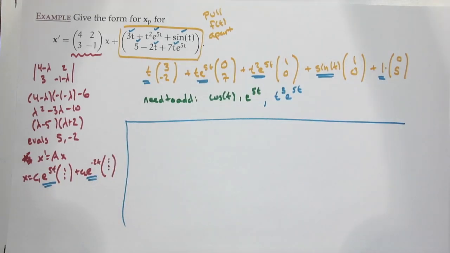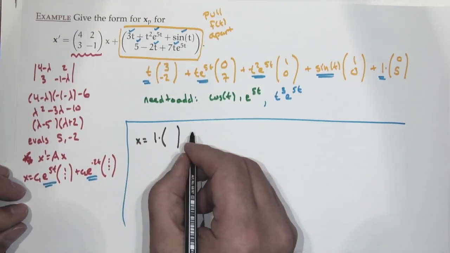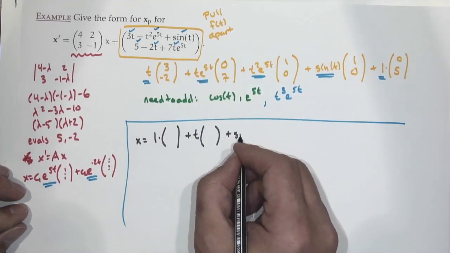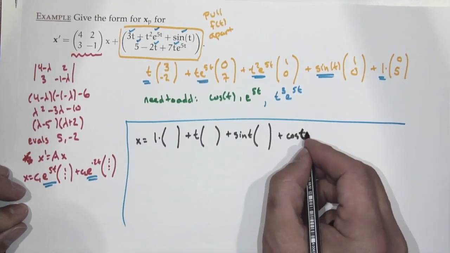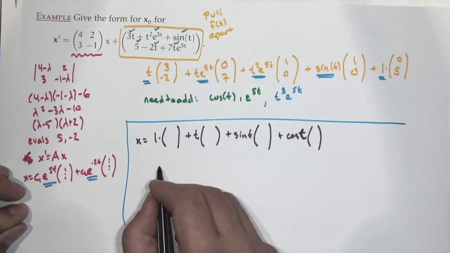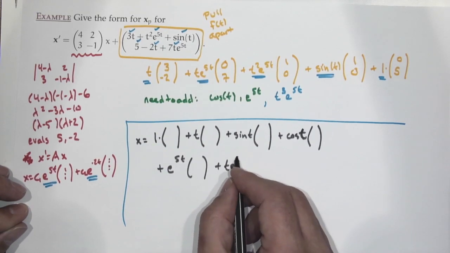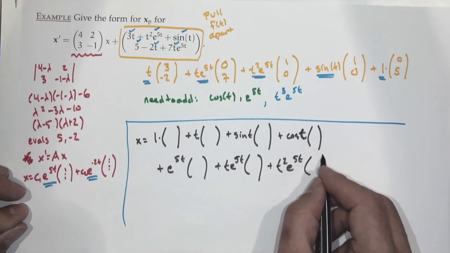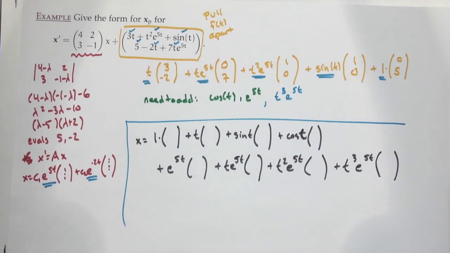Now that we know our pieces, the general form is pretty quick. So we'll have x equals 1 times some vector plus t times some vector plus sine of t times some vector plus cosine t times some vector plus, I'm just putting these roughly in order, e to the 5t times some vector, t e to the 5t times some vector, t squared e to the 5t times some vector, t cubed e to the 5t times some vector. Now, we're not done yet.